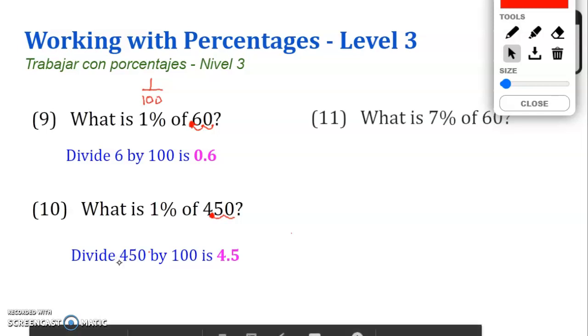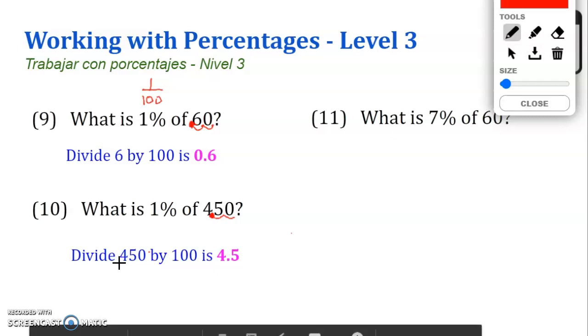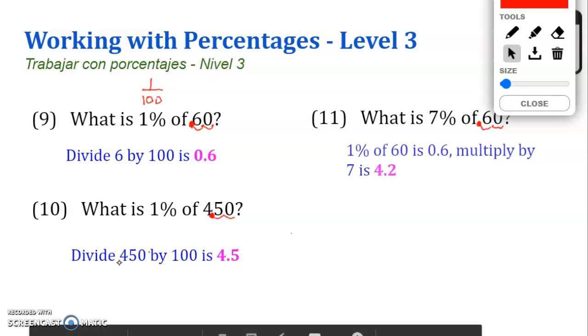Let's keep extending that. If you can figure out what 1% is, can you figure out what 7% is? This is the same as finding the 1% and then multiplying whatever the 1% is by 7. So we need to start by figuring out 1%. The decimal place is right here, but we move it to the left by 2. So 1% is going to be 0.6. So 7% is 7 times 0.6. That is 0.6 times 7, which is 4.2.